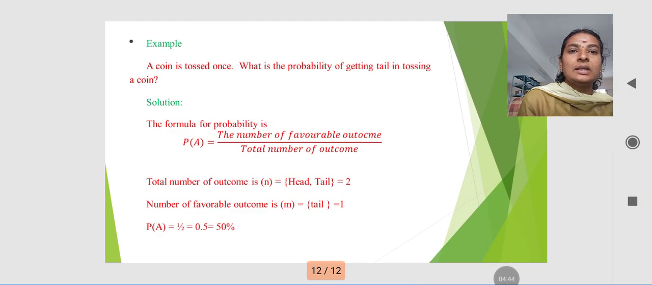Example: a coin is tossed once. What is the probability of getting a tail in tossing a coin? Solution. The formula for probability is the number of favorable outcomes divided by the total number of outcomes. In this coin tossing, the total number of outcomes is 2, and we get the favorable outcome 1. So probability of A equal to 1 by 2 equal to 50%.